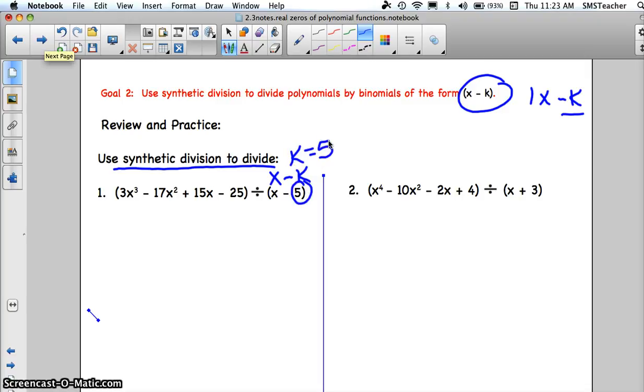So with our synthetic division, we'll place the value of k here and then list the coefficients of each term, remembering to check that if our highest degree is 3, we have a place marker for all descending powers. So 3, negative 17, positive 15, and negative 25. And just to confirm, x cubed, x squared, x to the first, x to the 0.